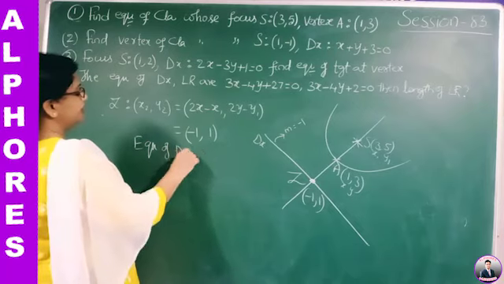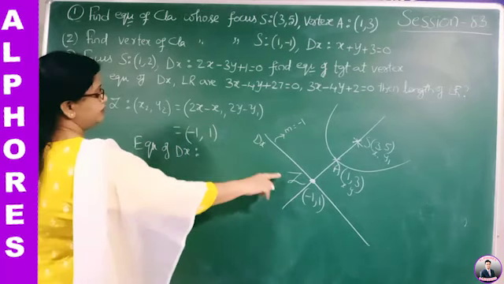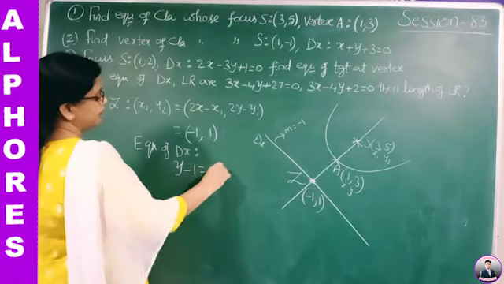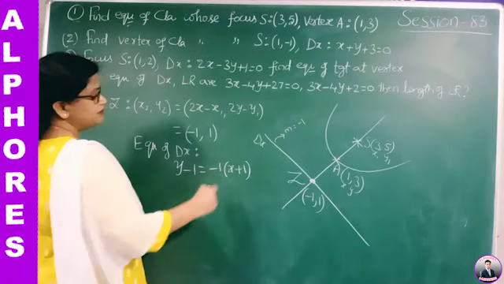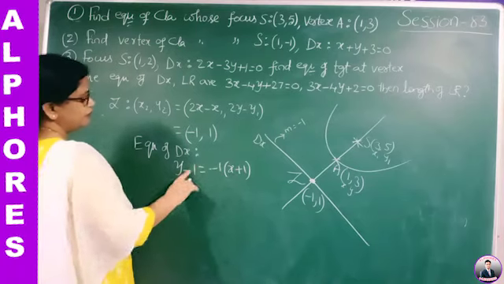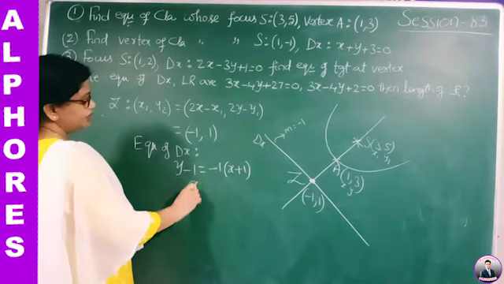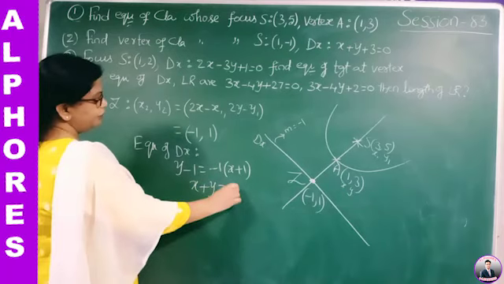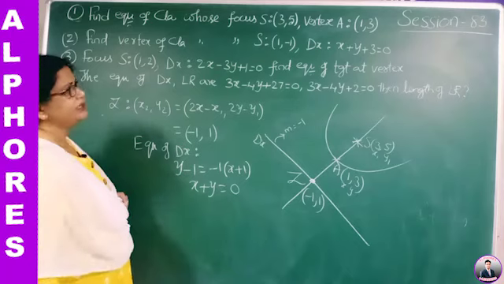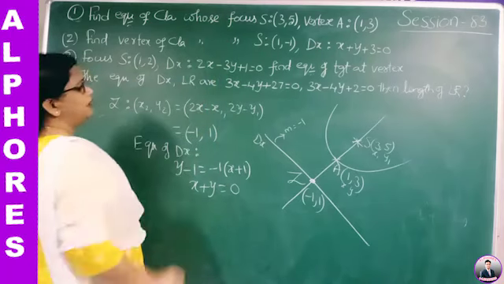So what is the directrix here? It is passing through Z. So y minus 1 having slope minus 1, into x plus 1. Okay, and now if I take this value, minus 1 gets cancelled, the equation is x plus y equal to 0. Understand, students? Therefore this is our directrix equation and focus is already there.